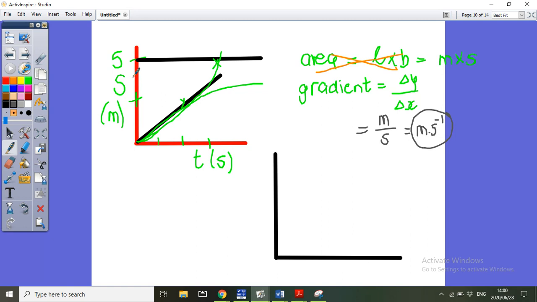So displacement time graphs, the only thing that you can use of a displacement time graph, except for logic, because you need to always think what the object is actually doing, is the gradient. So the gradient of this displacement time graph will give me meters per second, which is my velocity. And that's our first graph done.